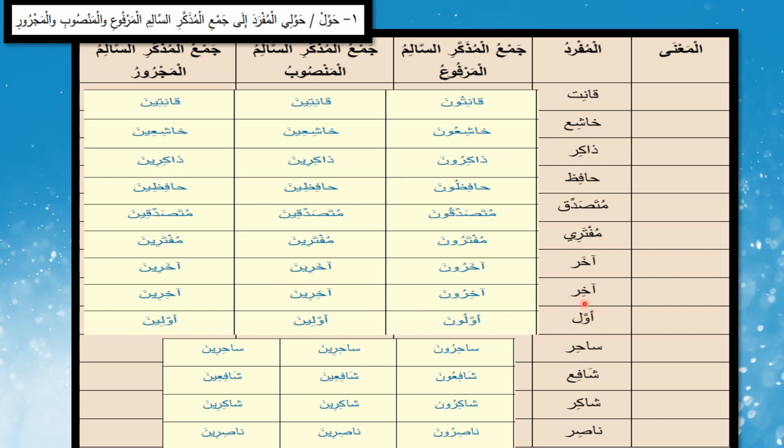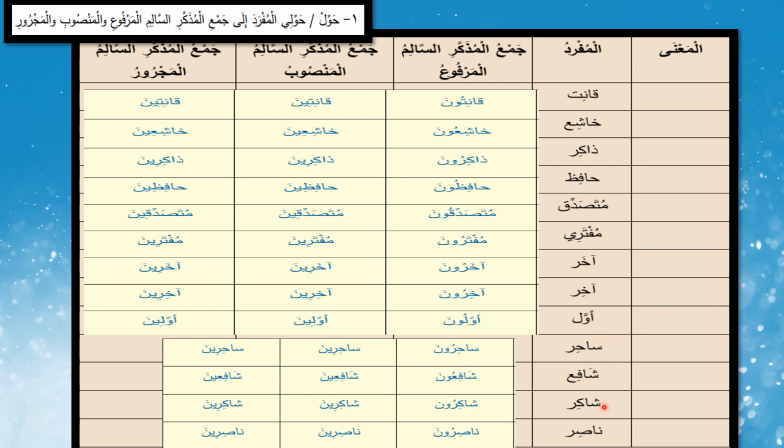Akhir, this means last. So akhirun, there is a kasra below the kha. Akhirun, and this alif with a long mud means it has to be prolonged. Akhirun, akhirin, and akhirin in majroor case. Awwal, awwalun, awwalin, and awwalin. Now all these muftari, akhir, akhar, and awwal, they are not from ismun fa'il.